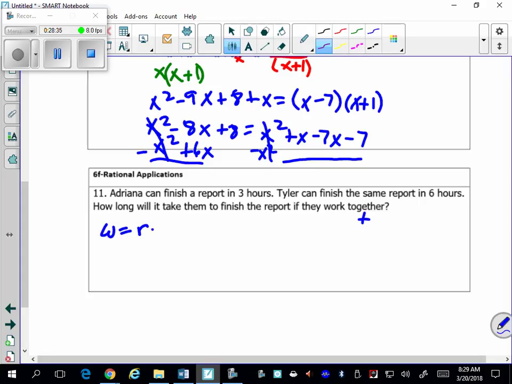A report, that's one report, and the rate or the time on each is different. So we have 3 hours as the time. So we have work, the amount of work that's going to get done, and we have time. So if we're going to have this general formula, let's divide by time. We don't know rate, so we know work and time on each one. So we have rate equals work divided by time. So in this case, we have Adriana.